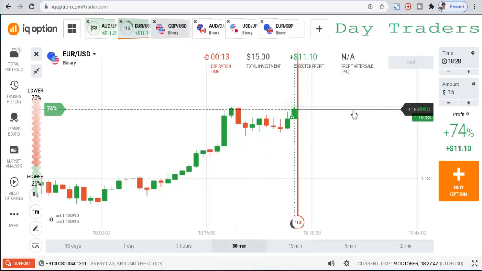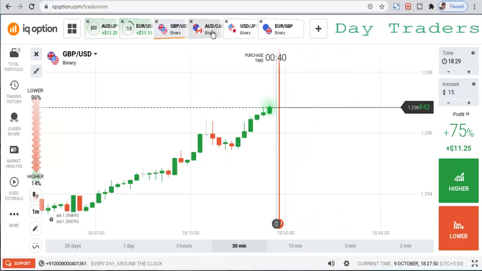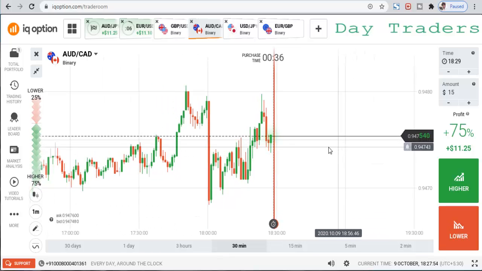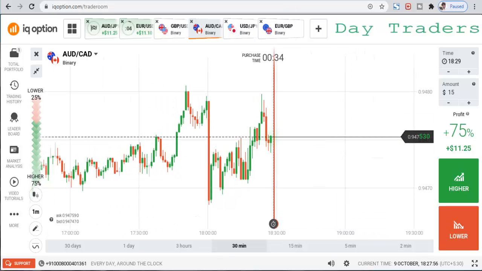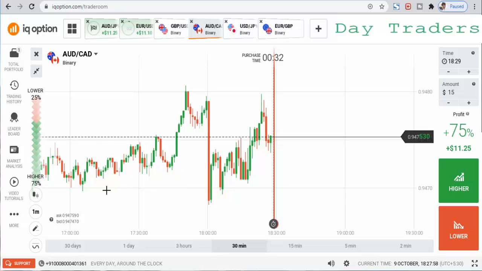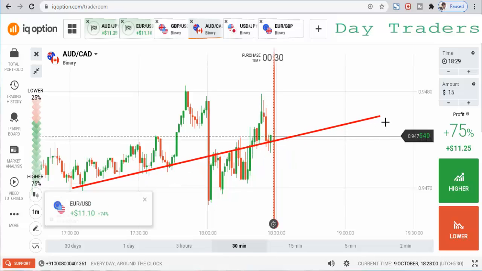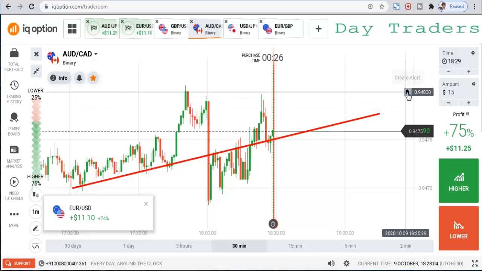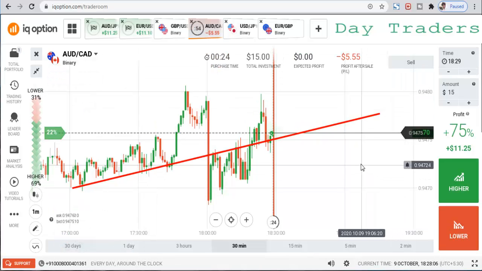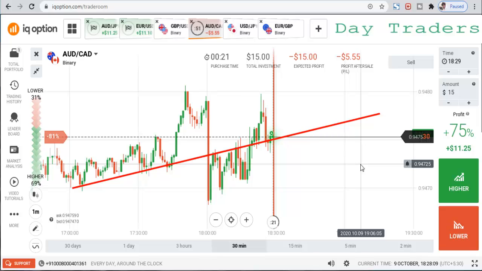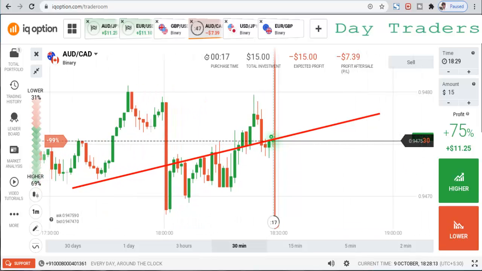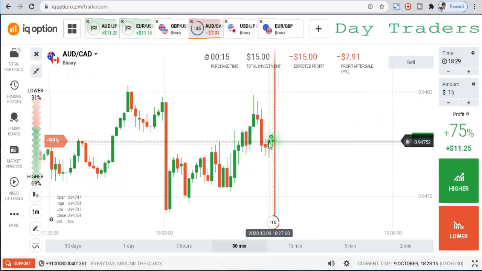Okay, let's check the other pair. There is no opportunity. Okay, check the reversal point, and there is a reversal point. Okay, we'll place a higher option. And this is a very strong bullish candle.